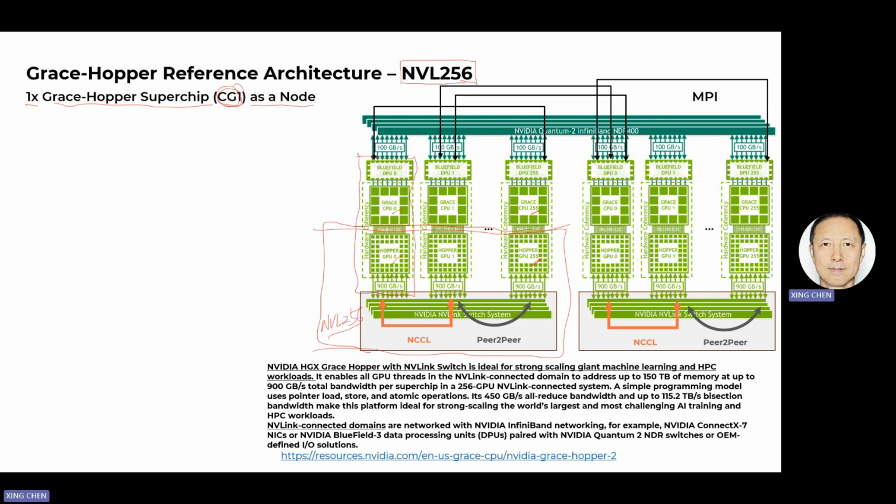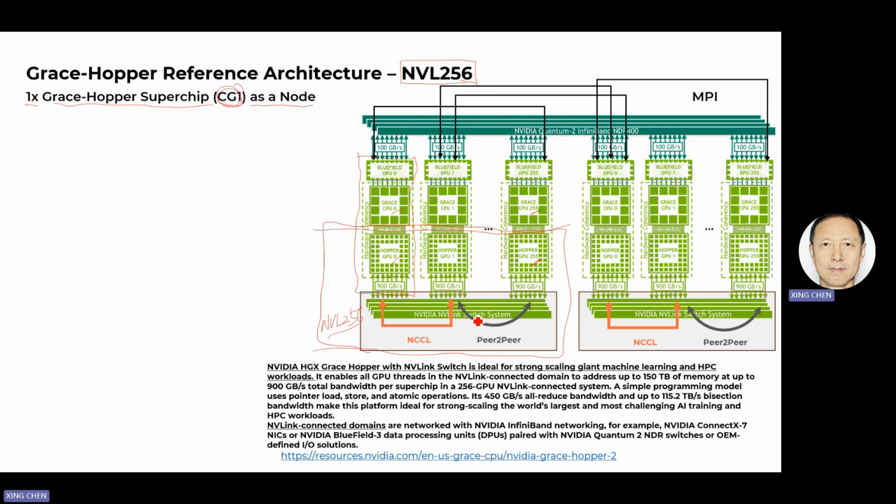Okay, so this is another extreme. And for the communications, there are two parts. First one, the communication between the GPUs.